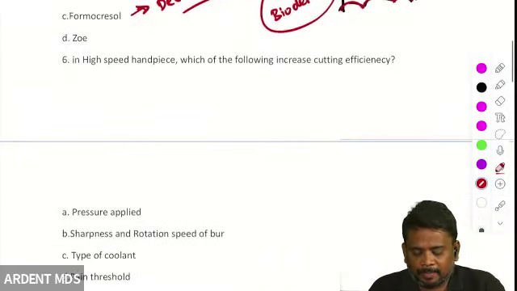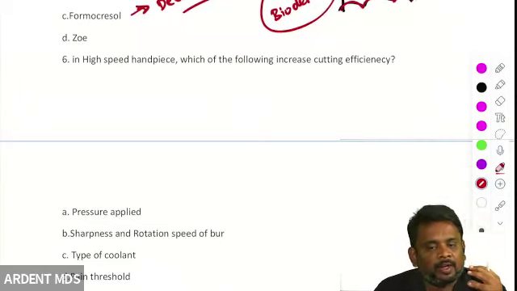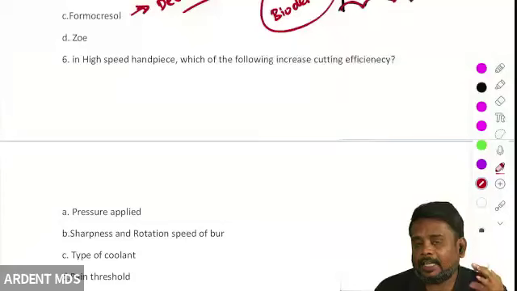Question number 6. Again, it is a little logical question. In a high-speed handpiece, which of the following increases the cutting efficiency?